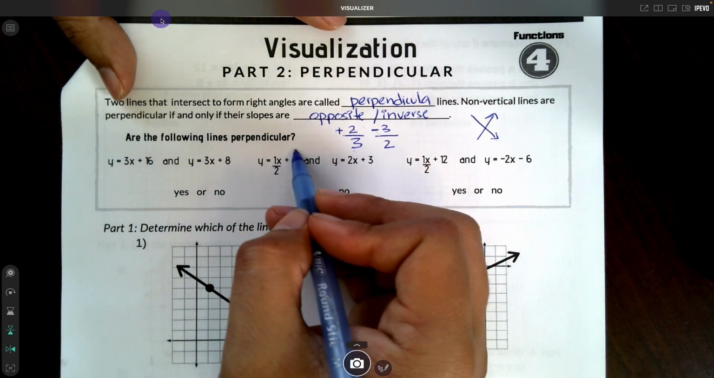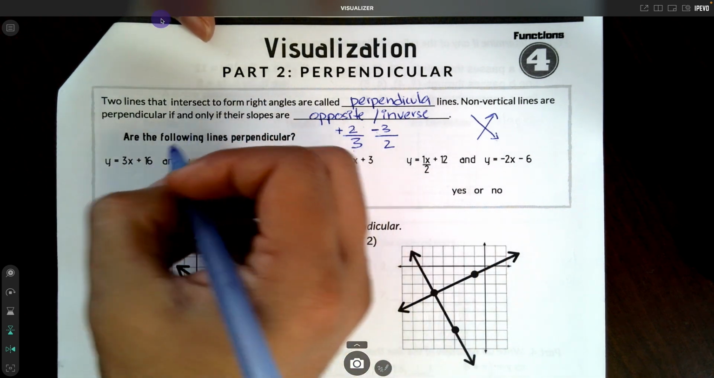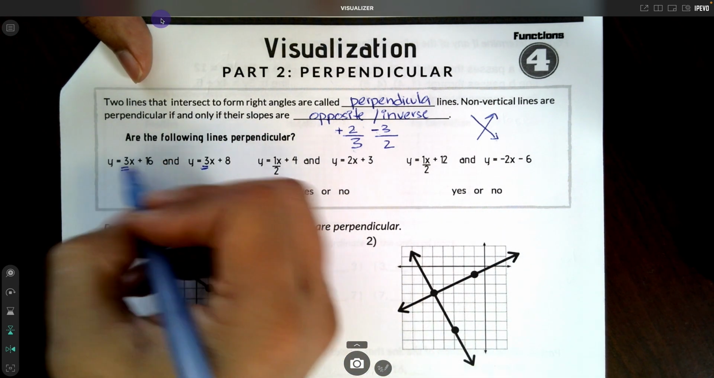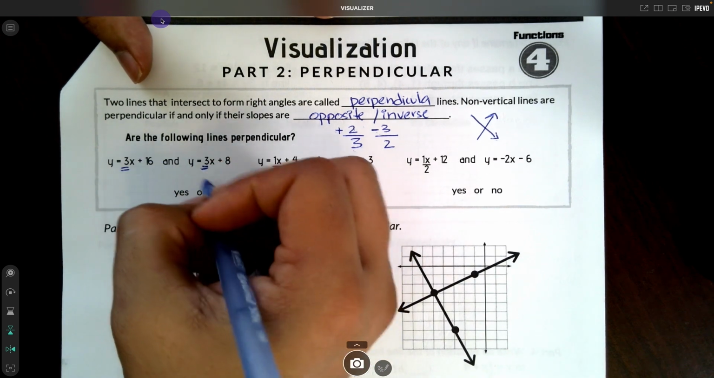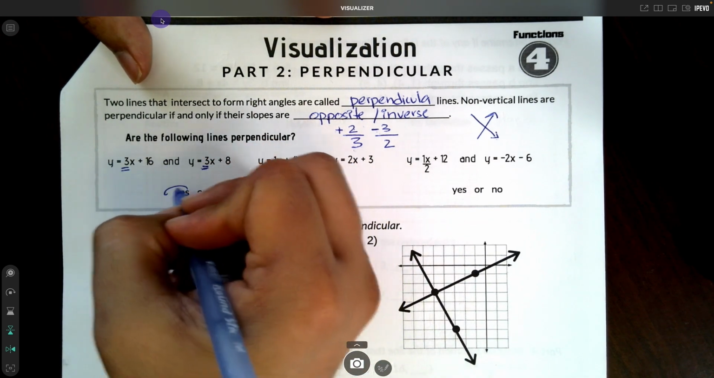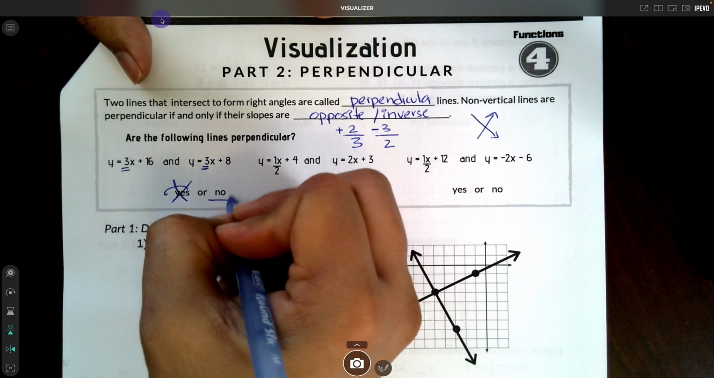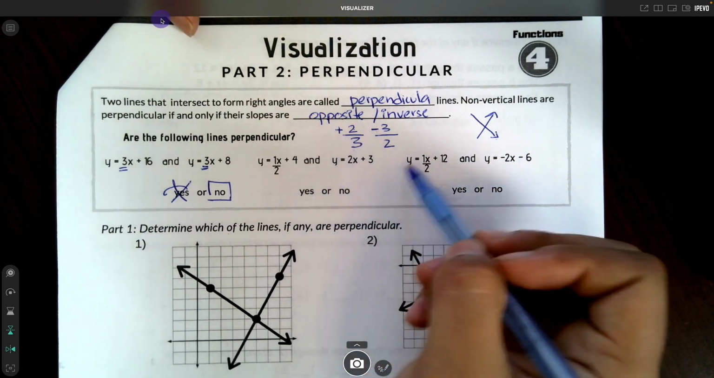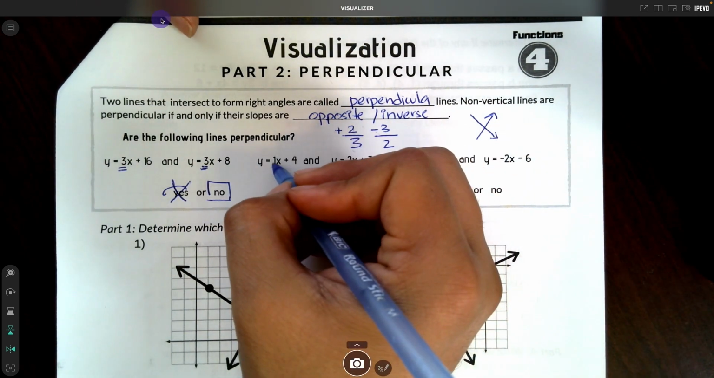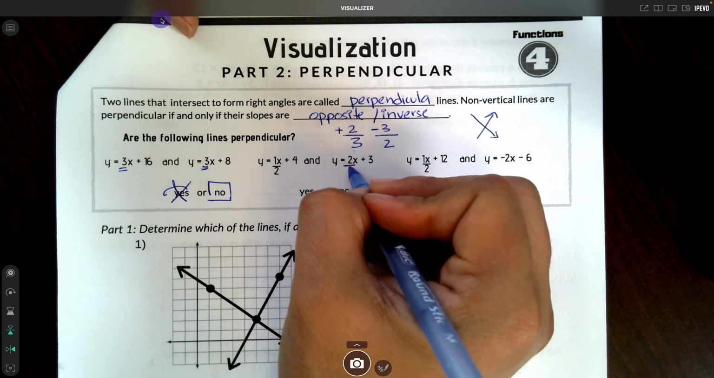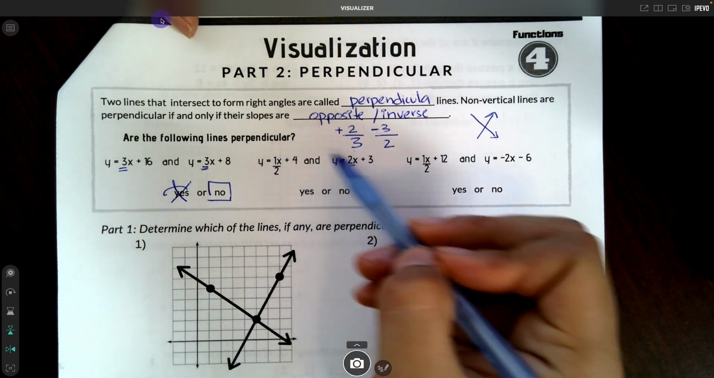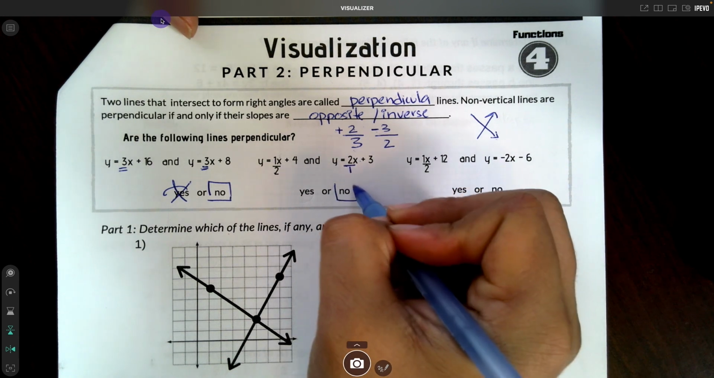Are any of the following lines perpendicular? Well, all you have to do is look at the slope. In this case, they have the same slope. So these are not perpendicular. These are parallel though. Oh, it's a no. What about these? This is 1/2 and this is 2/1. So the numbers flipped, but they're both positive. So this is also no.